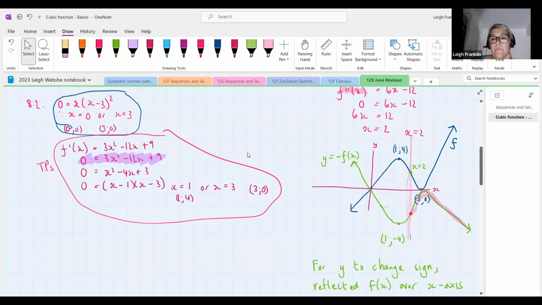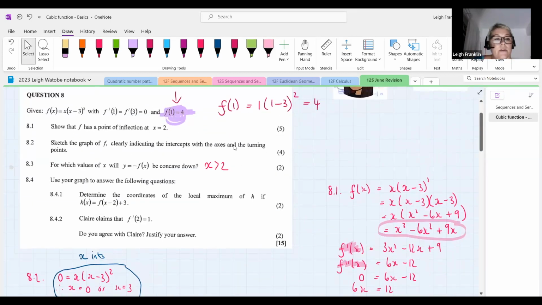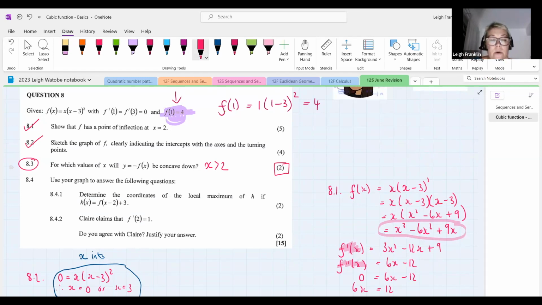Okay. All right. So what's important here is that you are able to do question 8.1, question 8.2. Question 8.3 is complex, right? It's only out of 2 marks, so don't stress about that one too much. Hopefully the majority of you understand it.